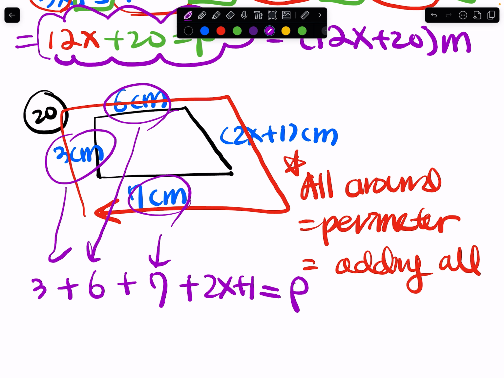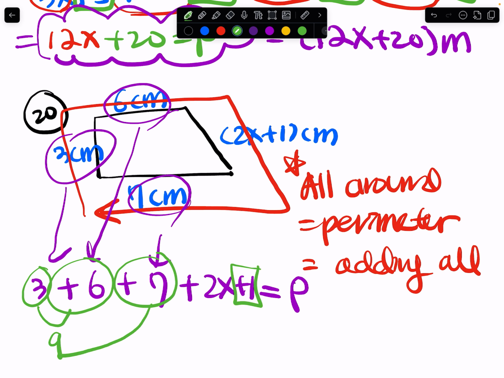All right, sure. Let's combine like terms. I want you to identify the like terms. 3 plus 6 plus 7 plus, let's not forget the last one, 1. This one gives you 9. Those two give you 16. And together gives you 17. That's your constant. And then this has nothing to be combined with.